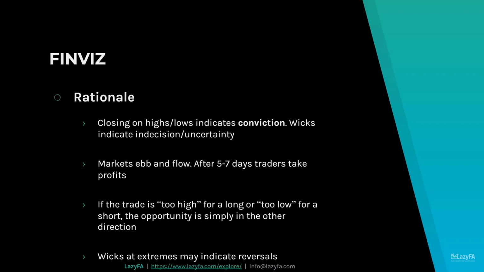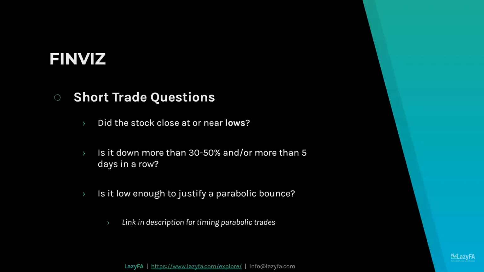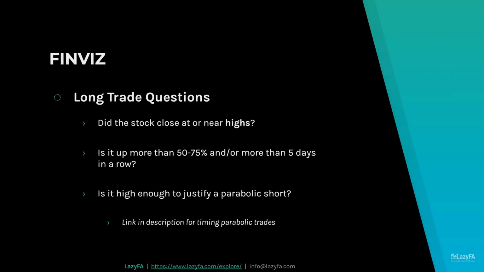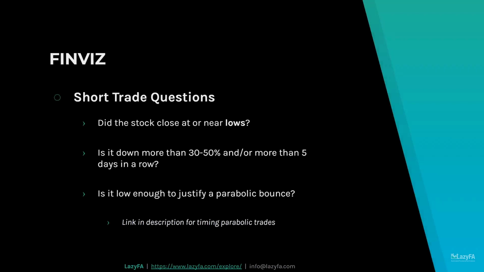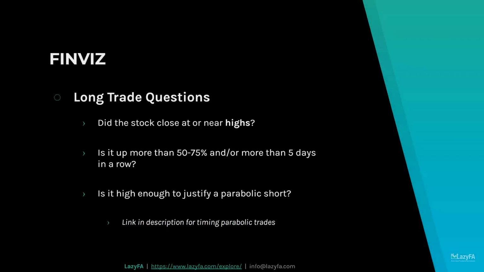Number two, that second question about if the stock is up or down more than 30 to 50%. For up trades, I look for a bigger move because it's pretty uncommon to see a stock shed 75% of its value. But if a stock has bad news, it's relatively easy to find stocks that move 30, 40, 50% to the downside over a period of just a few days. It's a little more common to see stocks go up 75 or 100% than it is to see them shed 70 or 80% of their value in just a few days.